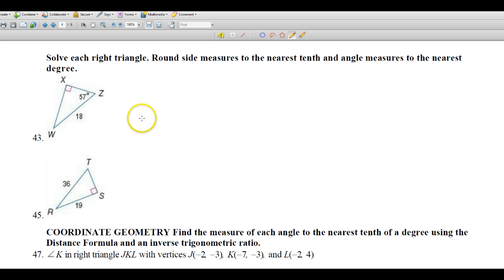For 43, we want to solve the right triangle, round side measures to the nearest tenth, and angle measures to the nearest degree. So first, we would find the measure of angle W, which is 90 minus 57, our other acute angle, which would be equal to 33 degrees. And we also want to find XW, so let's call that X, and XZ, which we will call Y.